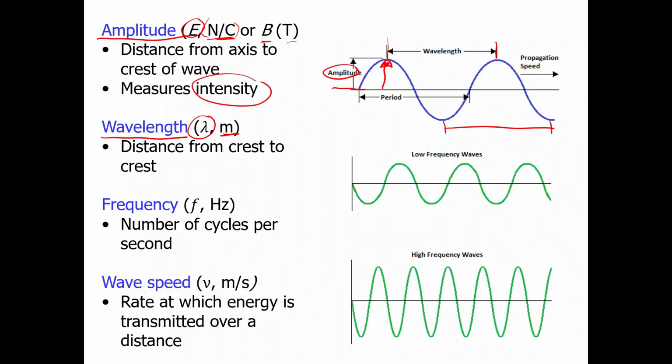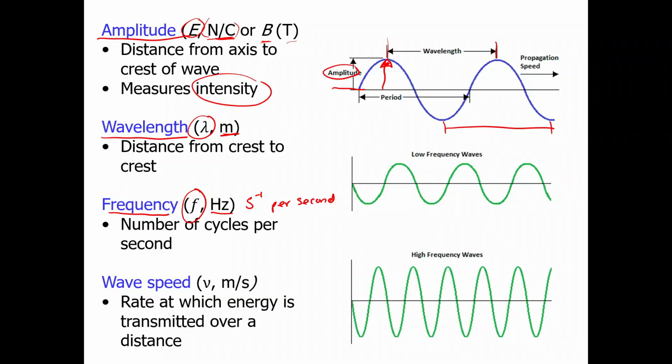We also have frequency. Frequency is the number of times that it repeats. So we usually use that curved lowercase f for frequency. And then the unit is the hertz. A hertz is the same thing as seconds to the -1 or a per second. So cycles per second.